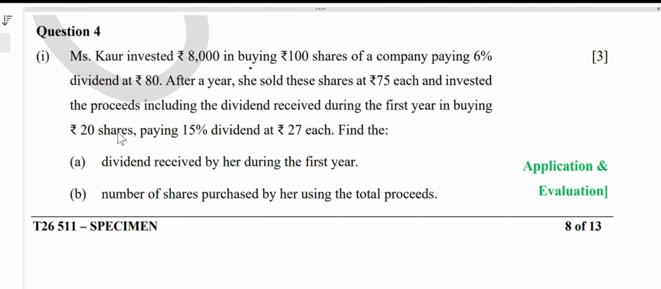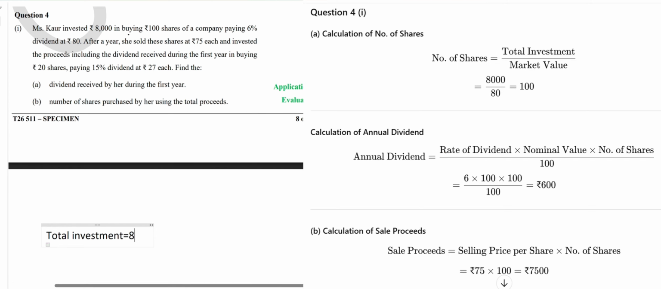Proceeds are given, proceeds including the dividend. That means you have to find the total investment plus total dividend. That is the total investment for the next year. Now, Mrs. Kaur invested rupees 8,000. That means your total investment is rupees 8,000.